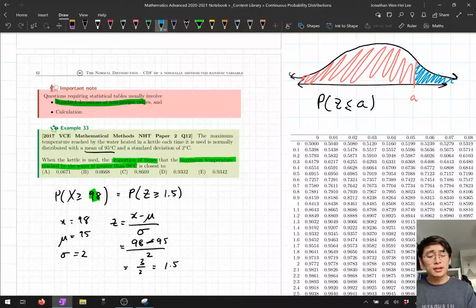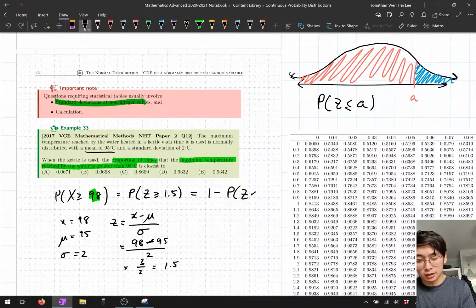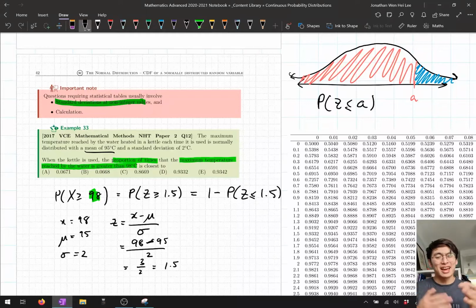So what I can do is I need to remember that the whole area under my normal distribution is equal to 1. And so here, if I want to find this particular answer, this is just the same as 1 minus P of Z is less than or equal to 1.5. So we just need to remember that the area under that curve is 1 because all probabilities add up to 1. And so here, we change our equation a little bit so that it matches up there.